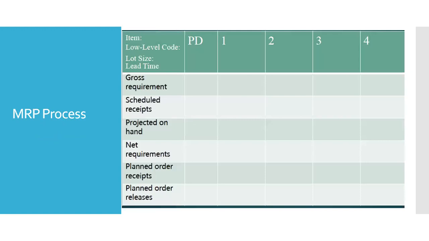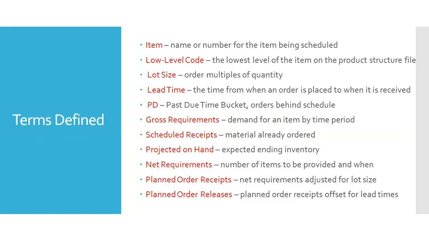Now I told you that you have the item, level code, PD, and gross requirement depending on the lot size and lead time, and also scheduled receipts, projected on hand, net requirements, planned order receipts, and planned order releases. So what are the terms related to MRP? Item: name or number of the item being scheduled. Low level code: the lowest level of the item in the product structure file. Lot size: order multiples of quantity. Lead time.